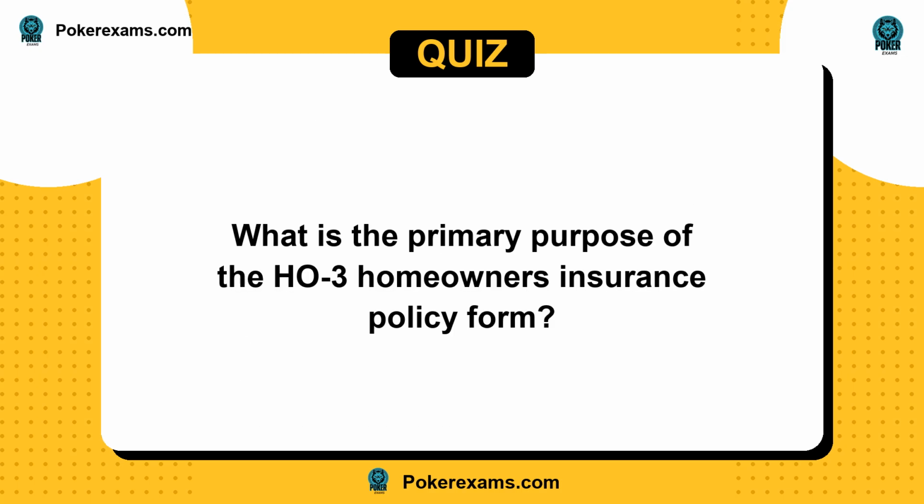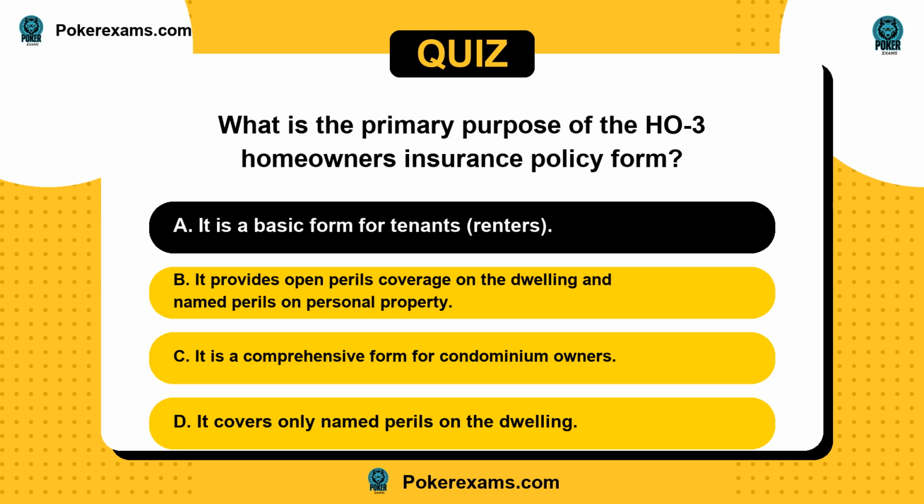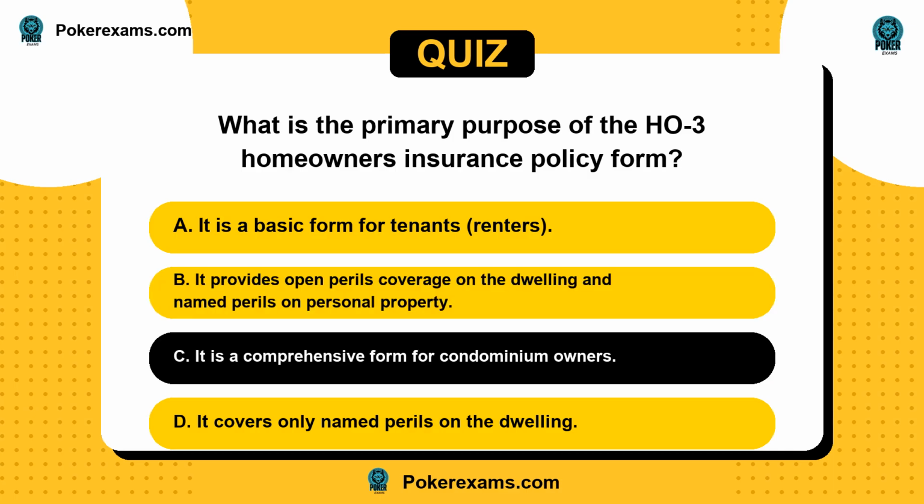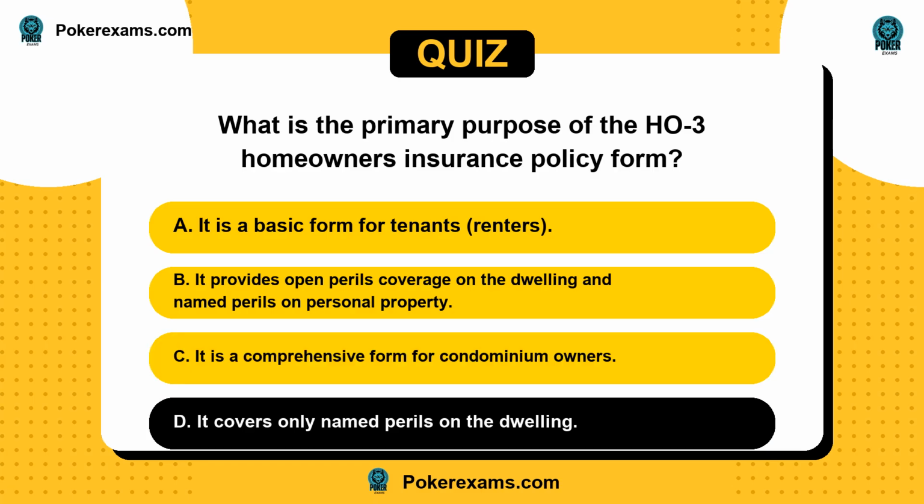Next question. What is the primary purpose of the HO3 homeowners insurance policy form? Is it A, a basic form for tenants, renters, or B, it provides open perils coverage on the dwelling and named perils on personal property? C, it is a comprehensive form for condominium owners? Or D, it covers only named perils on the dwelling?